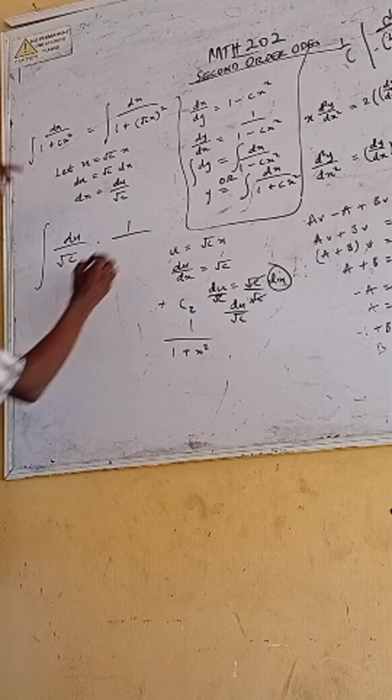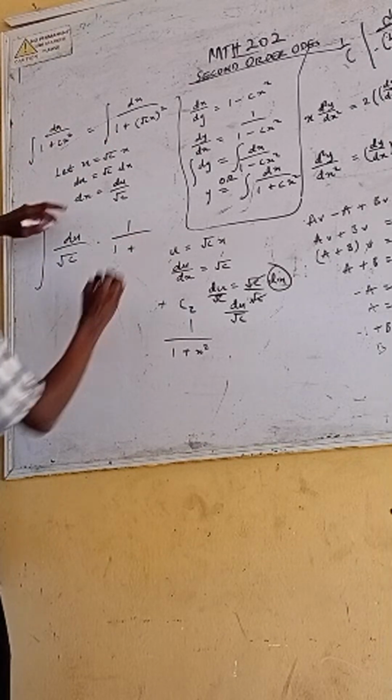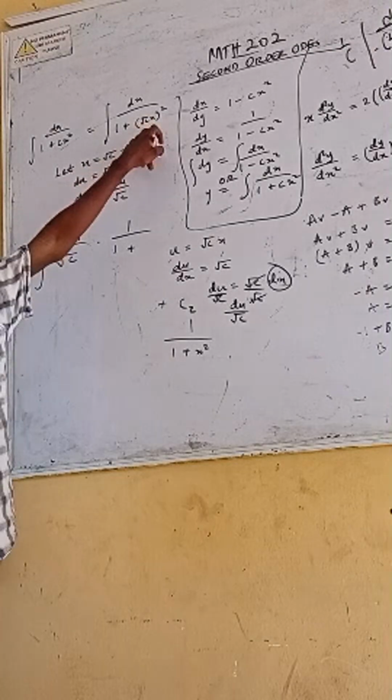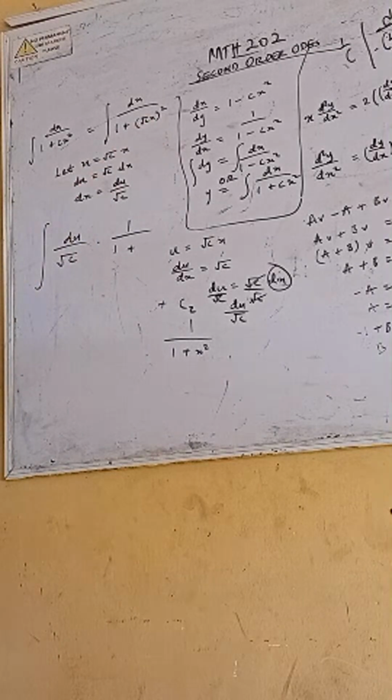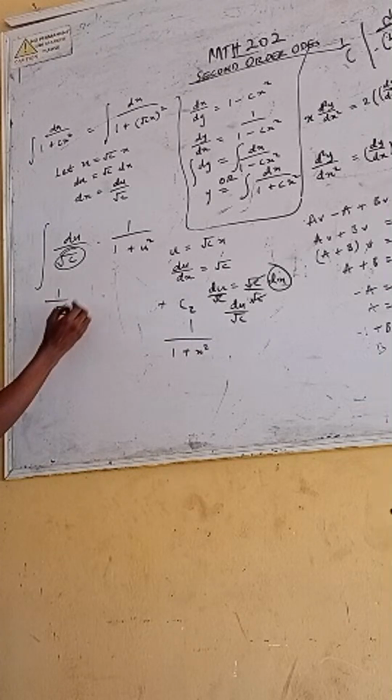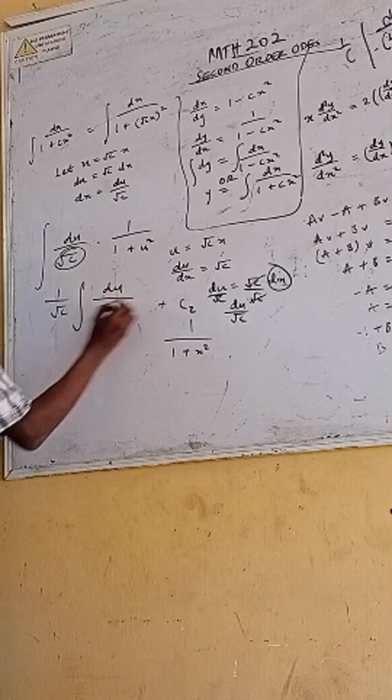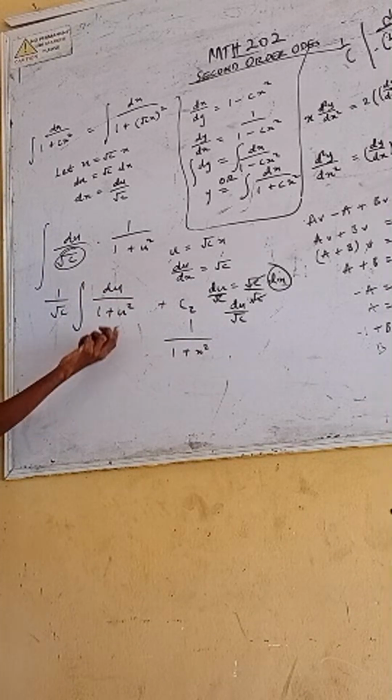1 over 1 plus, this is my u. I want to rewrite everything in the form of u: 1 plus u squared. But since this one is a constant, I can bring it out. 1 over root c integral of du over 1 plus u squared. Now this is in the form of arctan.